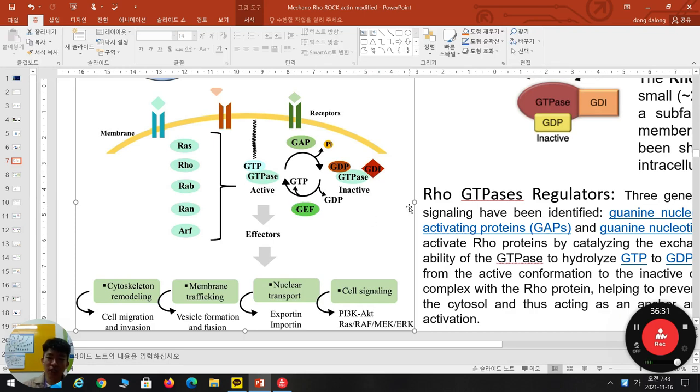So that is why these Rho GTPase regulators, GAP, GEF, and GDI, and GTPase-GTP and GTPase-GDP are very important for regulating cell behavior and cell signaling. So many people studying mechanobiology previously found this pathway only from growth factors or hormones or cytokines, but they finally found out that this GTPase can be regulated by mechanical force or some structure of the matrix.